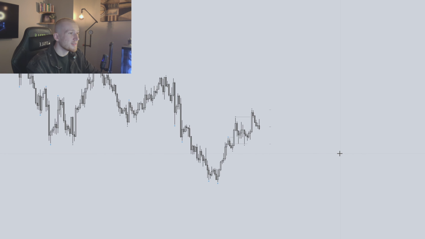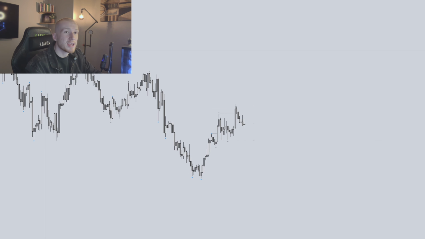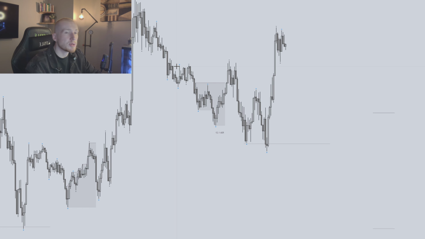Here we have had our pullback into internal range, but as there is no liquidity within this current leg, we do have liquidity here however, so price could continue lower and take this liquidity before going higher. Price just ends up sweeping its internal current leg's liquidity. So here is your liquidity sweep. We would have had our change of character, liquidity sweep, change of character.